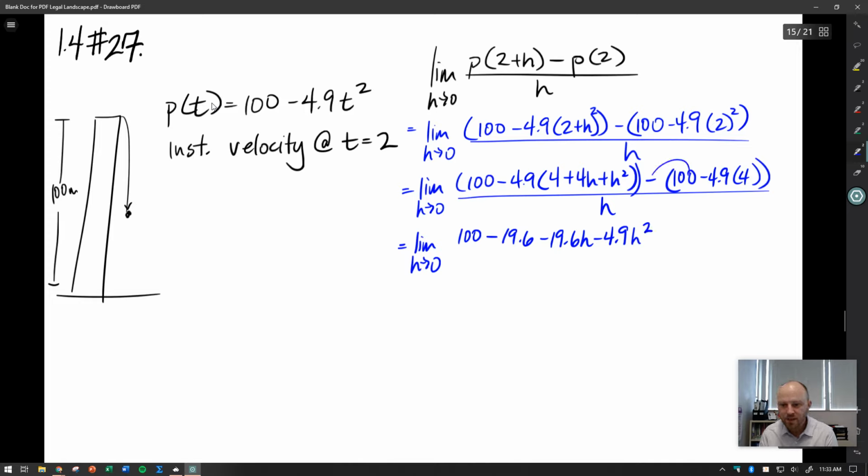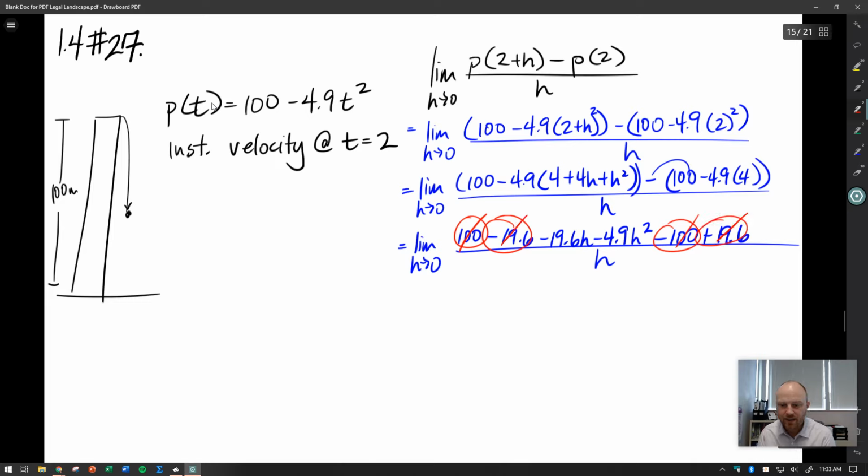And then this is minus 100. And then minus negative 4.9 times 4, so that's plus 19.6. And then this is all over h. Okay, I think stuff starts to get a little bit nicer now. Here's 100 minus 100. That makes 0. Here's negative 19.6 plus 19.6.